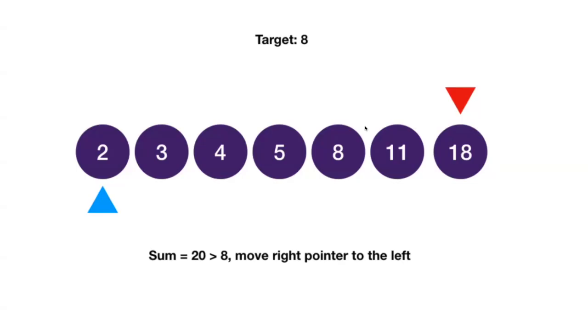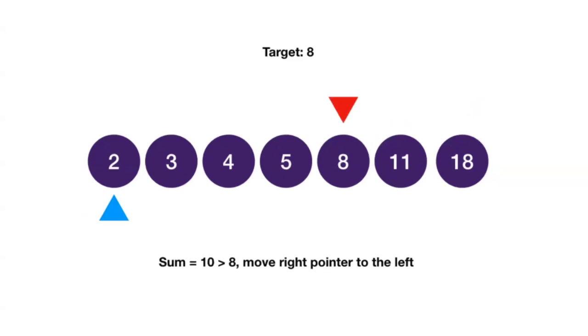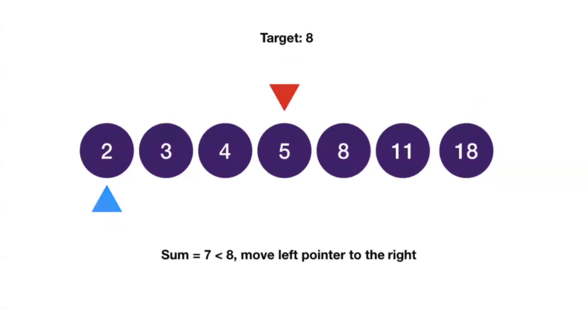And so what we can see here is that if you sum up 2 and 18, it's 20, right? So it's obviously greater than 8, which is the target. And in order to reduce your current sum, you would move the right pointer to the left, because all the elements to the left of the right pointer are less than the current right pointer. So we just move the right pointer 1 to the left, and now we have 2 plus 11, which is 13, which is still greater than the target. So you'll move left again. And now you have 2 and 8, which is 10, which is still greater. So you move left again. And now you have 2 plus 5, which is 7. And now that's less than the target.